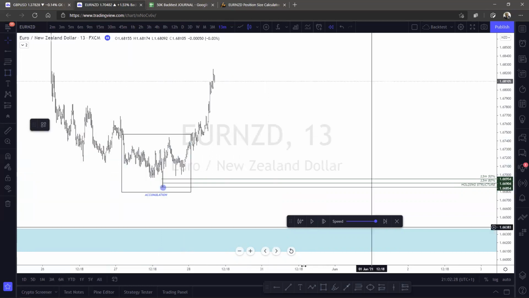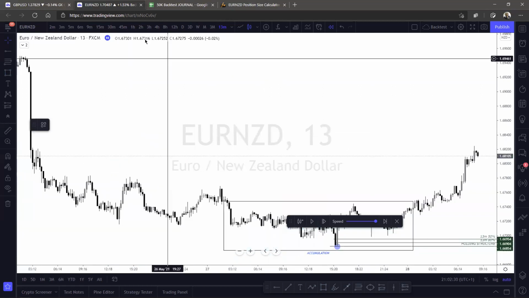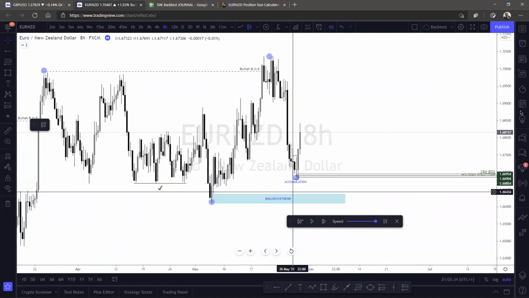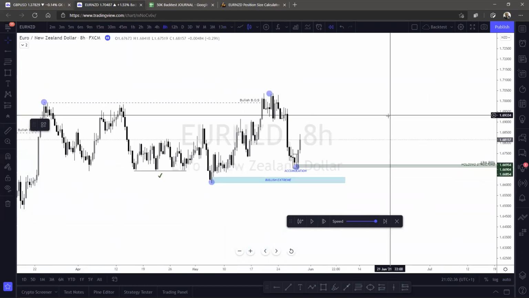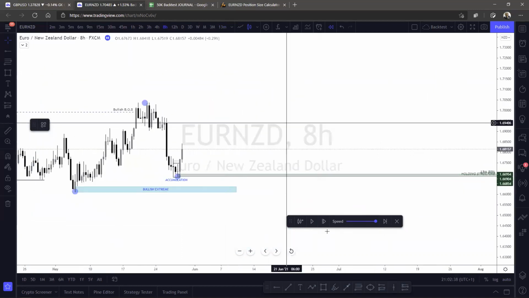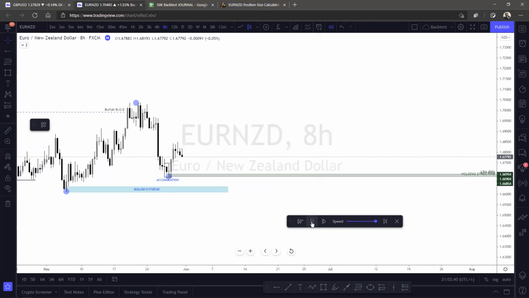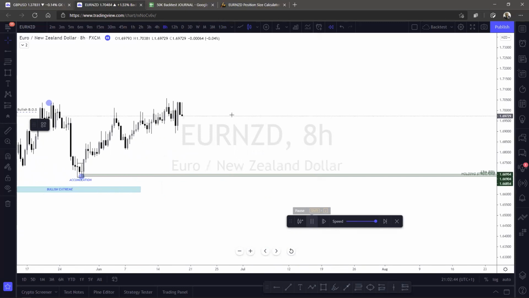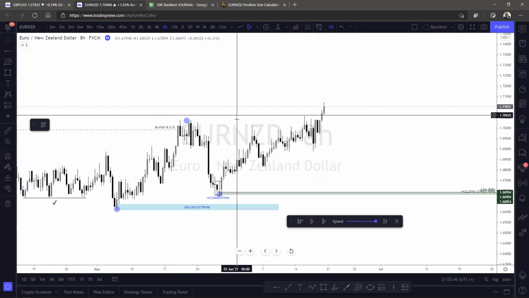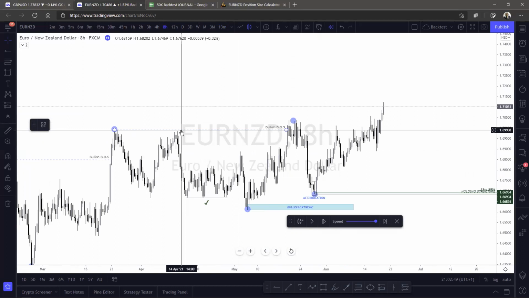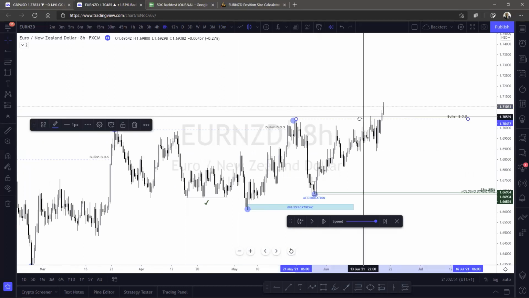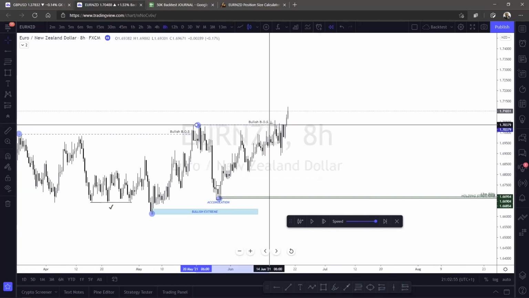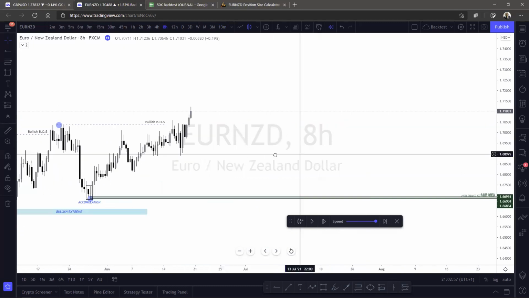Accumulation. All right, now let's see if it breaks the higher time frame. Do nothing. Oh, does it break? Yeah, okay, there you go. We broke it. There you go. Right there. Cool.